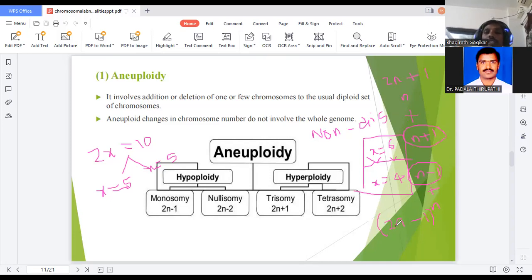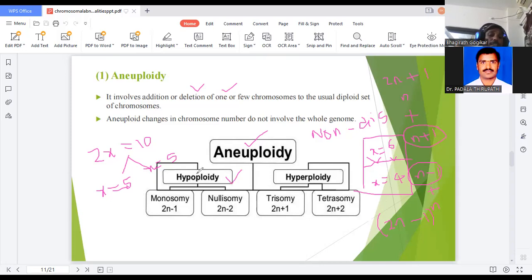So due to the non-disjunction of the chromosome, what type of aberration, what type of status can we see? Aneuploidy. Aneuploidy means changes in chromosome number that do not involve the whole genome. Either there may be addition or deletion of one chromosome or two chromosomes, or sometimes 3 chromosomes, of the diploid set. So aneuploidy is divided into two types, hypoploidy and hyperploidy. Hypoploidy means deletion. Hyperploidy means addition.